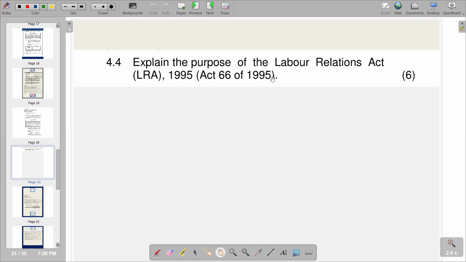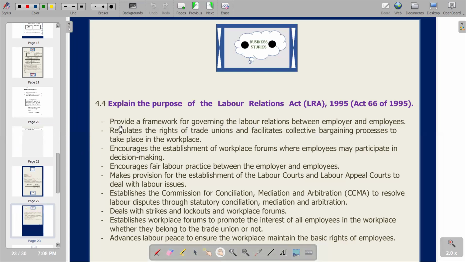So the question is asking us to explain the purpose. So you would see that we've got many purposes that we can raise of the Labor Relations Act. So we can try to go to the other section and see what we have. On the first point, it provides a framework for governing the labor relations between employer and employees. So it governs the labor relations between employer and employees being the first point that we have. Going to the second point, it regulates the rights of trade unions. It facilitates collective bargaining processes to take place in the workplace. Then we go to the third point, it encourages the establishment of workplace forums where employees may participate in decision making. We go to the next one, which is saying encourages fair labor practice between employer and employee.